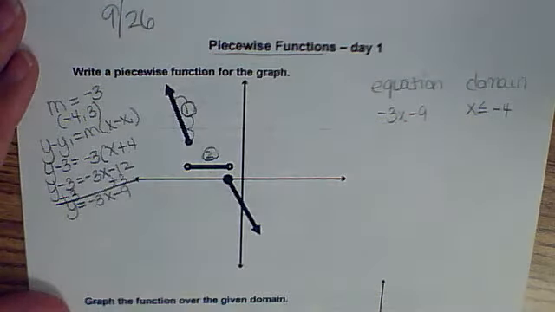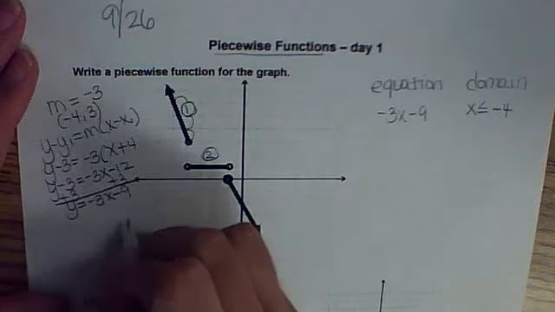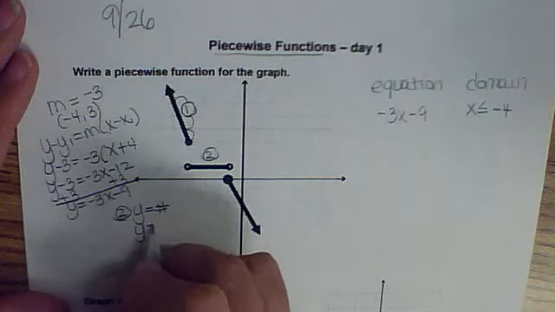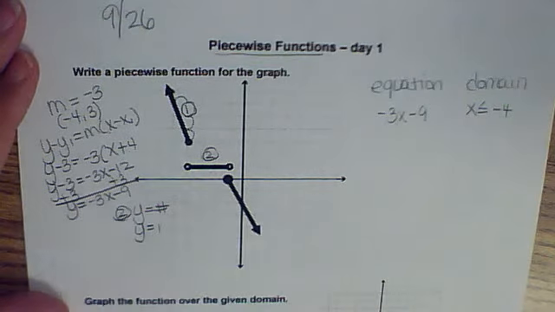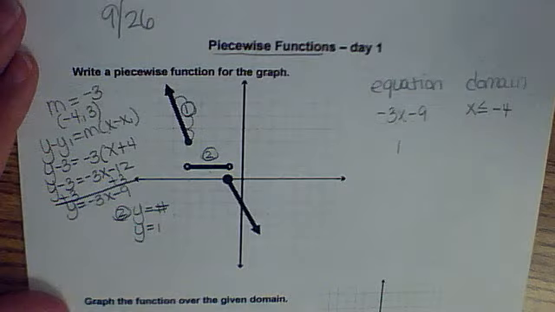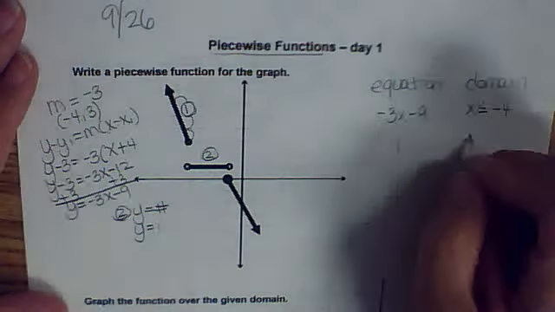This next piece is a horizontal line. Horizontal lines are always written in the form y equals a number. So in this case, y equals 1. So when I write my answer, I just put a 1, because again, I don't write the y equals part, and I have to do the domain.